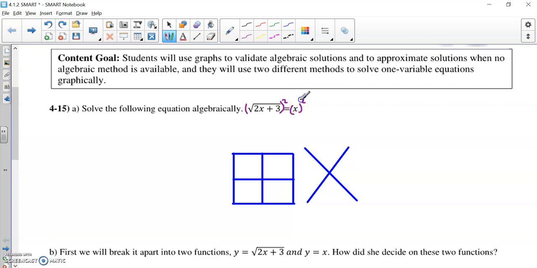So upon squaring both sides, a couple things will happen. On the left, it will simply drop the square root sign. So we will be left with just what was inside of the square root. And on the right, we have x squared.